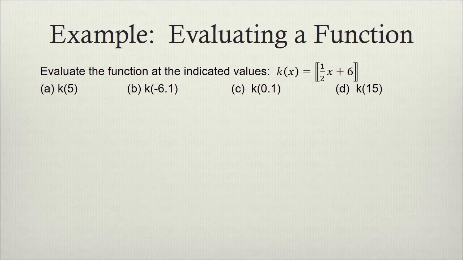Now you're going to evaluate the function at the indicated values. Notice we have the greatest integer function here. Remember what I said? The greatest integer function rounds everything down. So you'll put each number in for x, and then whatever you get, you'll round down to the nearest integer. Pause the recording, try these out, and resume to check your answer.